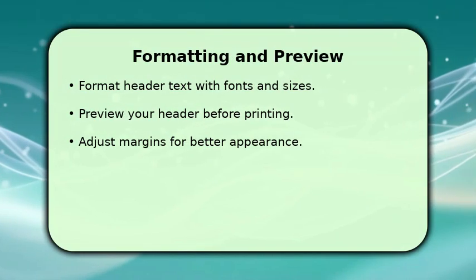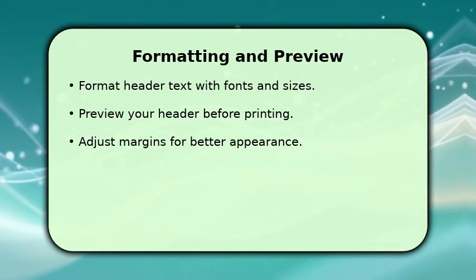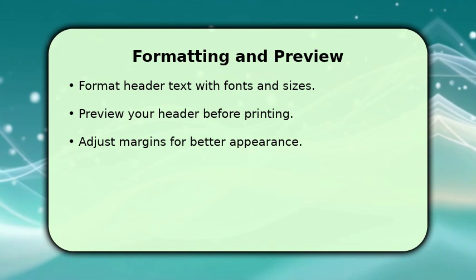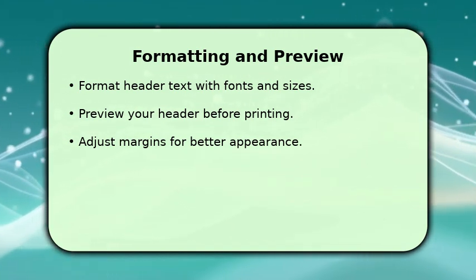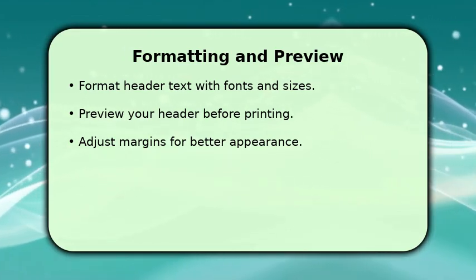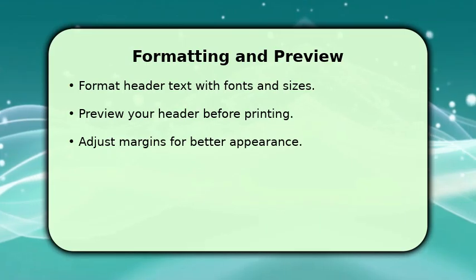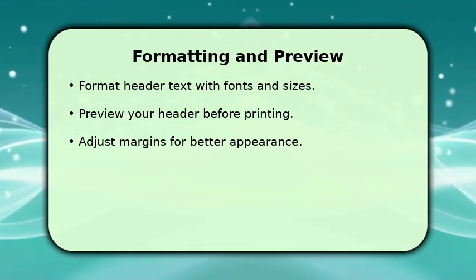After entering your desired header content, you can format the text. Select the text in the Custom Header window and click the Format Text button to change font, size, and style. Always use the Print Preview option to see how your header will look on the printed page. This helps ensure everything aligns correctly and looks professional before you commit to printing many sheets.